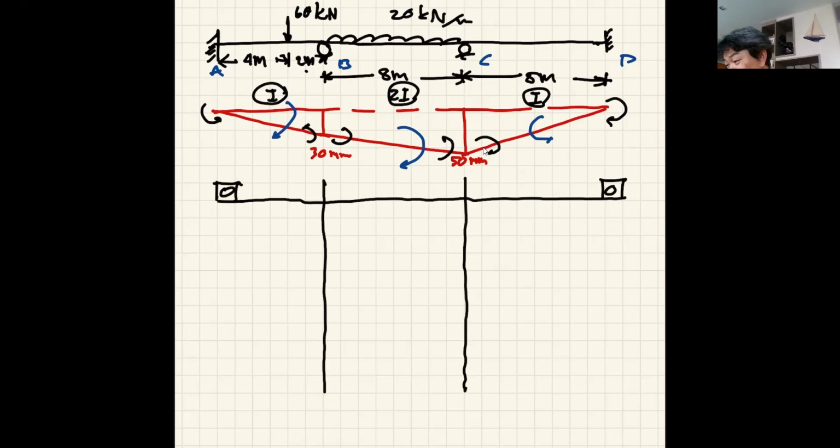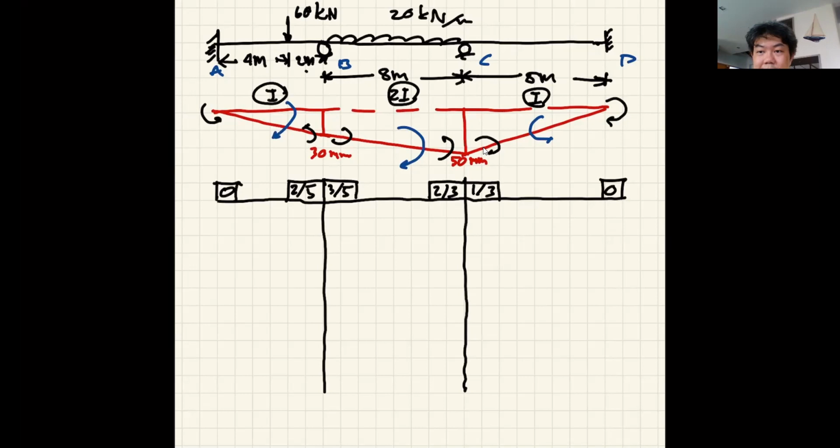This is I over 6 and 2I over 8, that's I over 4. So basically I over 6, I over 4, so that is 2/5. This is 3/5. And this is 2/3 and 1/3. Because I is twice bigger, they have the same length, right? But now we can start.